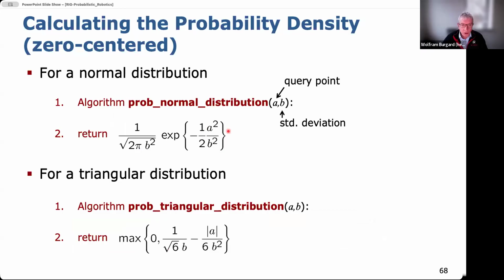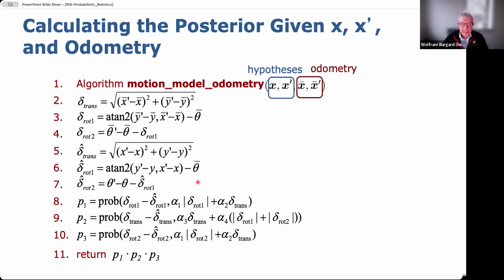Right, so what we are going to do is have a function that gives us the probability for a query point and a given standard deviation around 0 in this case, but you could also generalize this to another point, but that is just shifting the Gaussian along the x-axis. And the same for the triangular distribution.